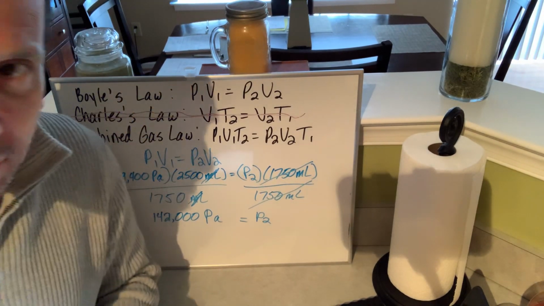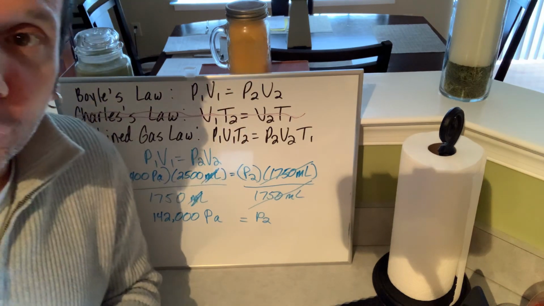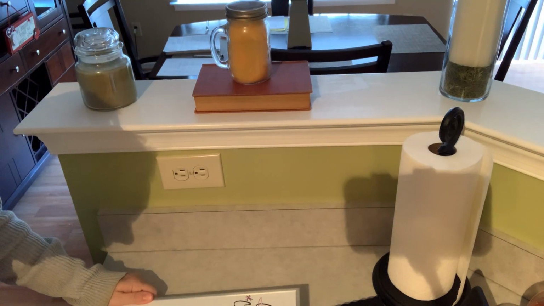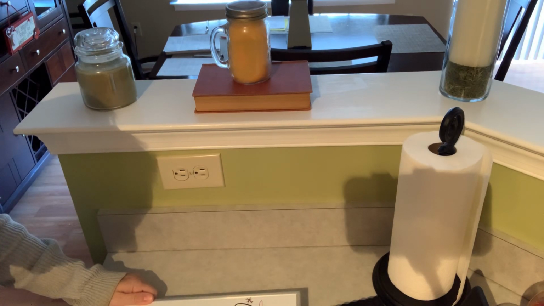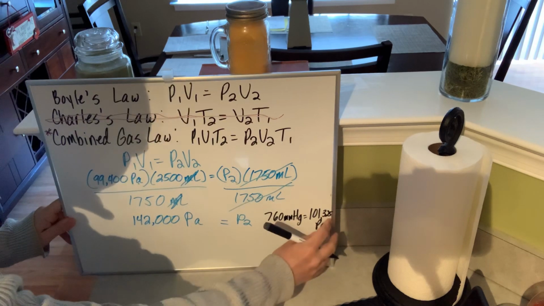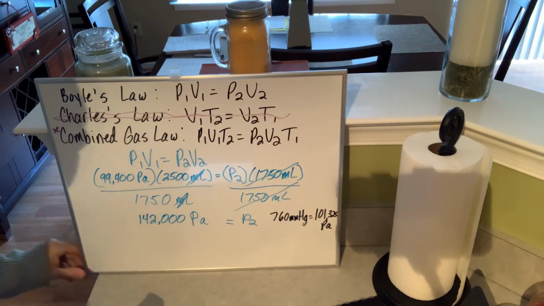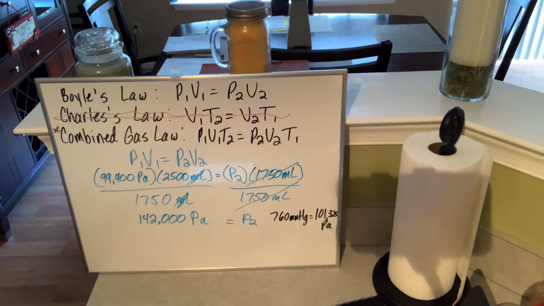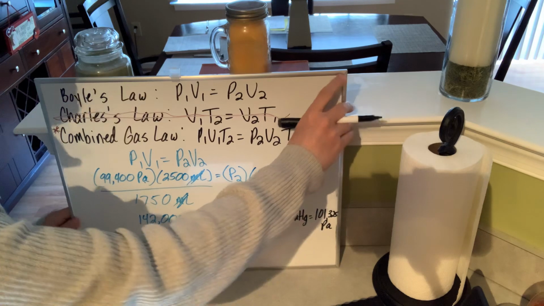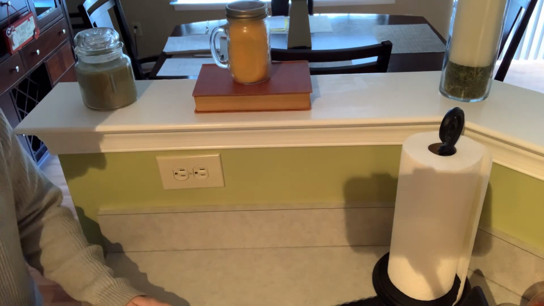Okay, but the question didn't ask for it in pascals. It asked for it in millimeters of mercury. Well, if you go back one page in your packet, what you will find is that 760 millimeters of mercury is 101,325 pascals. Okay, kind of was running out of room there. I'm sorry. All right, so 760 millimeters of mercury is 101,325 pascals. Okay, so let's do our conversion factors like we did in the beginning of the year.